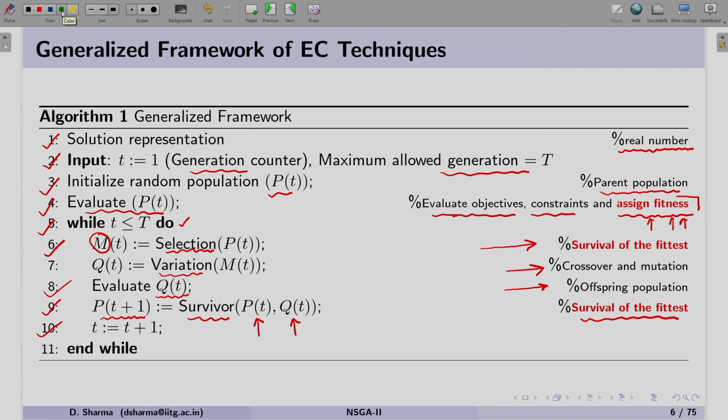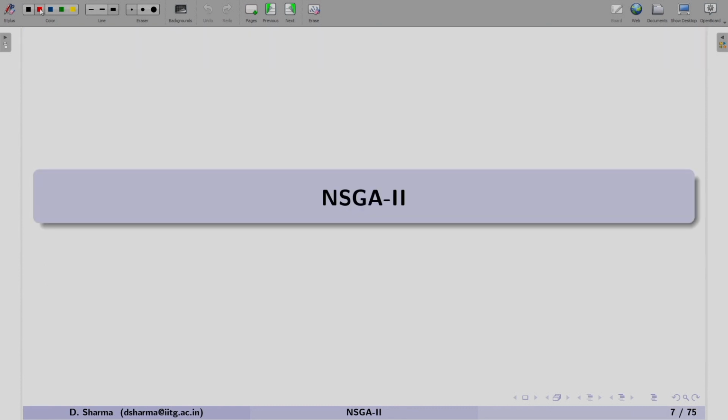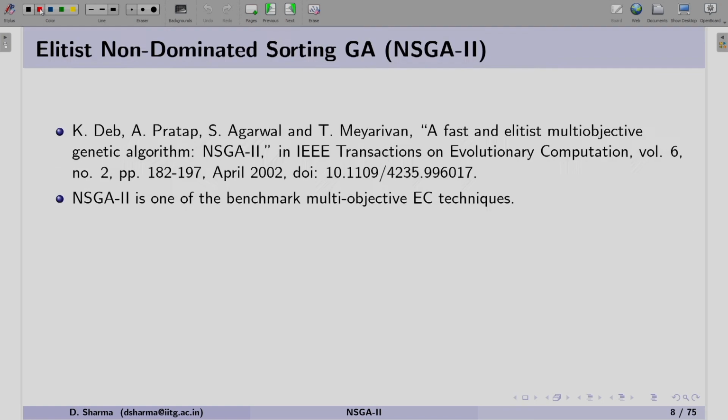So from this particular framework we can see that if we target our focus on fitness assignment, similarly the survival of the fittest at 2 stages, then the same framework can be used for multi-objective optimization. So with this introduction, let us understand the algorithm which is known as NSGA2.